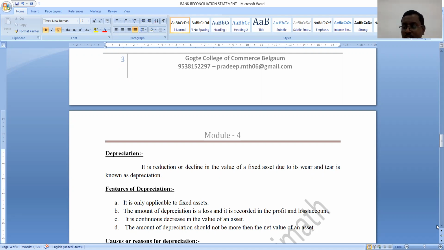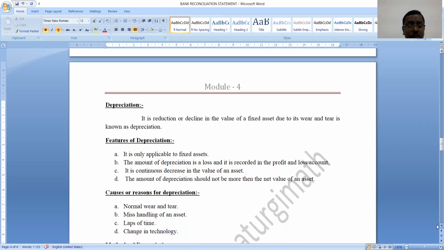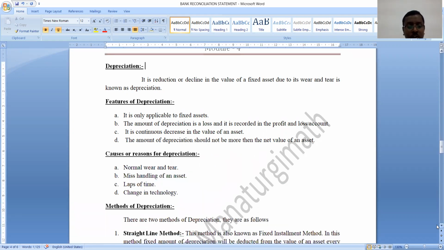Let's see what are the features of depreciation. These are some of the important features. First one is it is only applicable to fixed assets. It means it is not applicable to current assets of the business. And second thing is the amount of depreciation should be treated as loss. Depreciation is a loss and it must be recorded on the debit side of the profit and loss account.